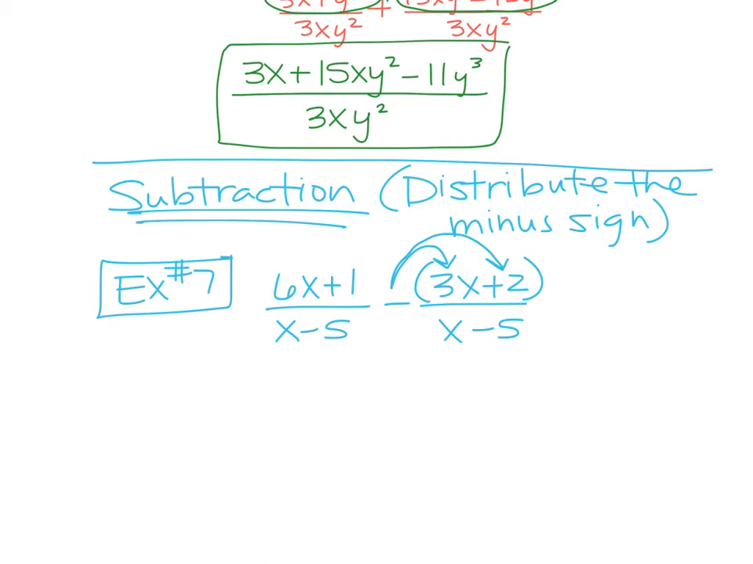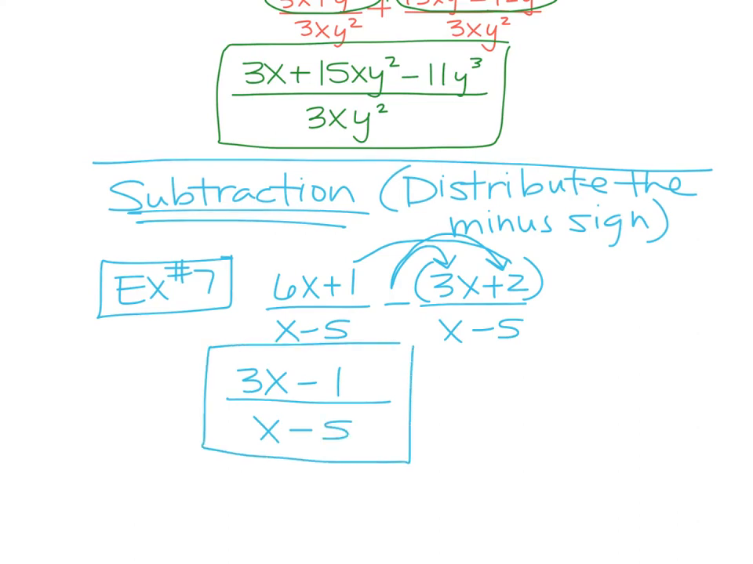What do you get for your numerator then? 6x minus 3x is 3x. Minus 1 minus 2, right? So minus 1, and then over x minus 5. And remember, those are binomials. You cannot say, oh, 3x over x, and get rid of the x's. You can't get rid of those x's. Those are factors as binomials that you got to leave be. Okay? Questions on that?